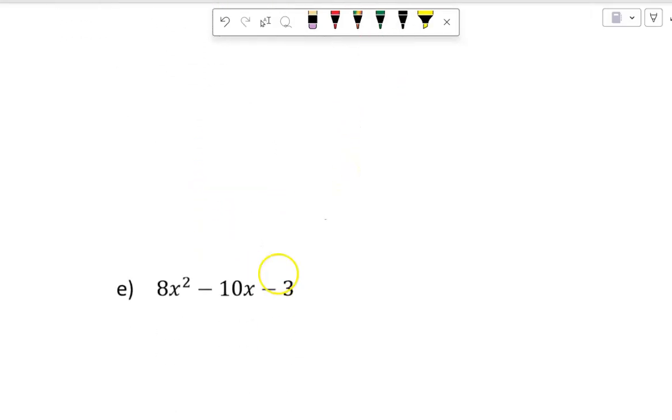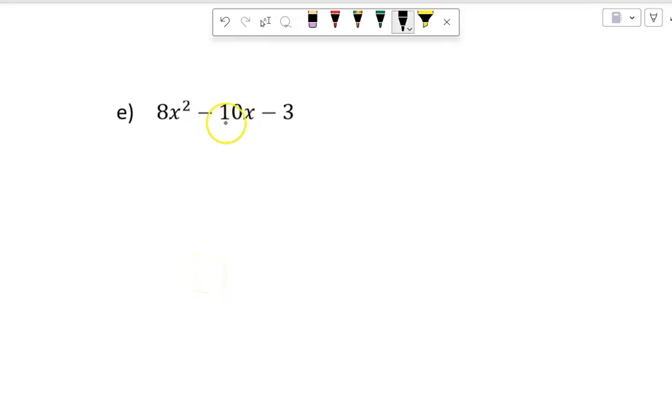So now let's do one where you can't use a shortcut. I'm going to head to E. For E, I cannot use a shortcut, so I'm going to group instead, which means I start by breaking the middle apart into two pieces. So to break the middle apart, my product needs to be 8 times negative 3, which is negative 24. And my sum needs to be the middle, which is negative 10.